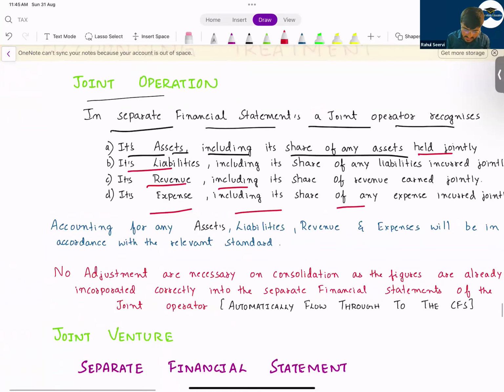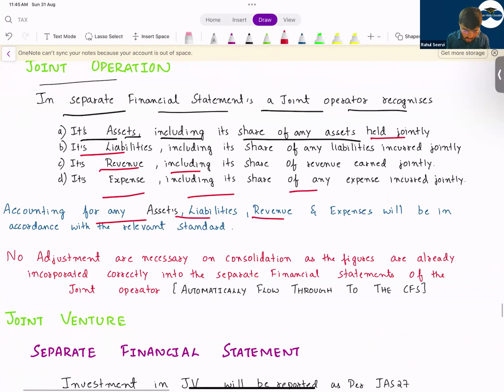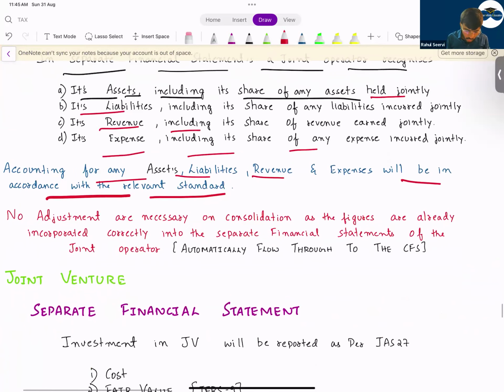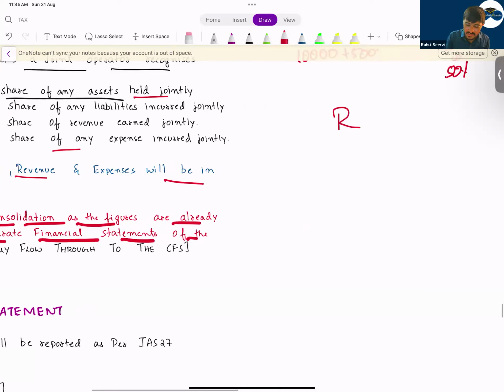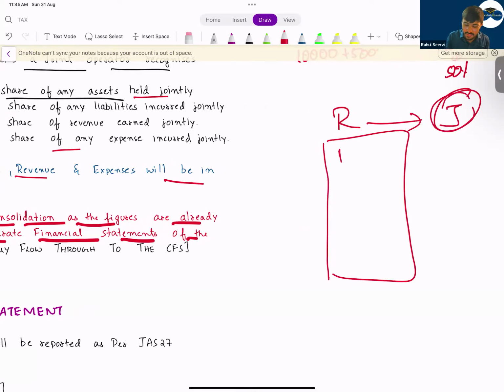Accounting for any asset, liability, revenue, income will be in accordance with the relevant standard. No adjustments are necessary on consolidation, as the figures are already incorporated correctly into the separate financial statements. So if it's Reliance company and Reliance says that we have formed a joint operation, then Reliance company in its separate financial statements will record its revenue, income, expense, and whatever is its percentage in this joint operation. When you prepare consolidation, you need not include it again because it is already included in the individual and separate financial statements.